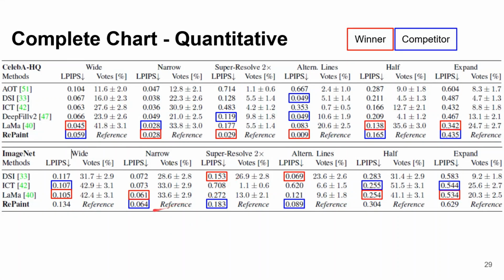RePaint doesn't win, but it at least places in the category. It's kind of a second runner-up. But again, in the half mask, expand mask, and in the wide mask, where a large portion of the image is removed, RePaint basically doesn't even place in that category. It's not a winner or a runner-up. That's taken by the ICT and Lama models.